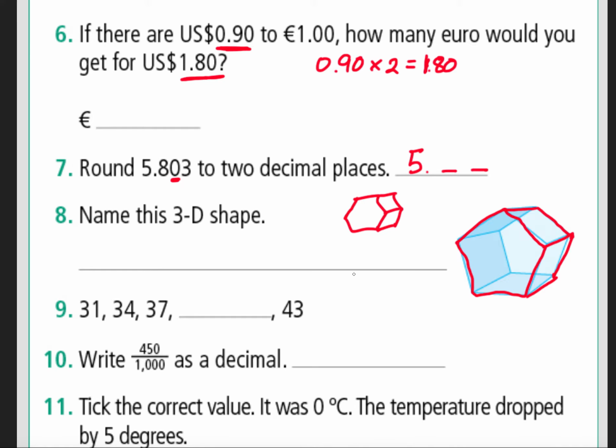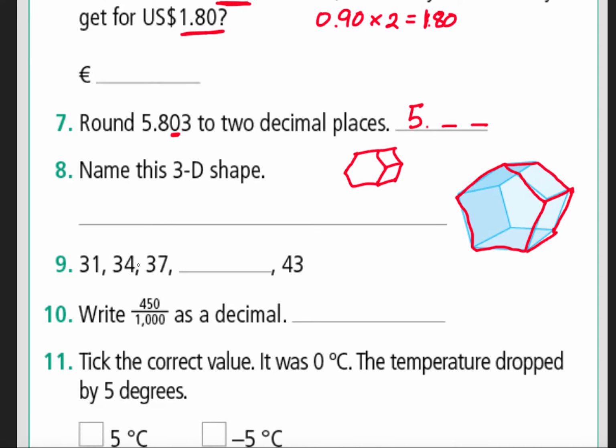Now number 9, 31, 34, 37 and 43. As always with these ones, we want to look at what is happening in between the numbers. So from 31 to 34 we add on 3, from 34 to 37 we add on 3. So we're going to add on 3 to get our number here, and as a final check we'll add 3 onto this number and see do we get 43.